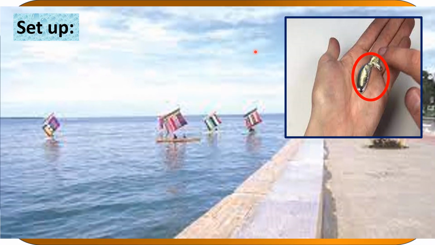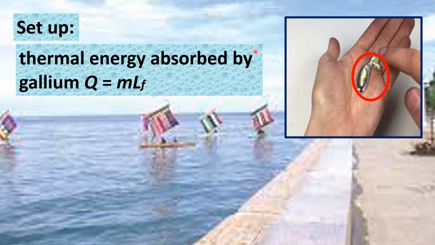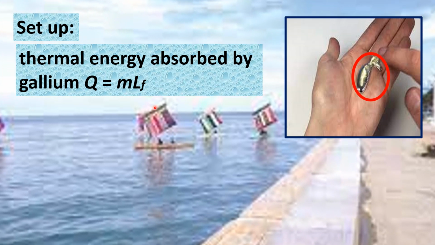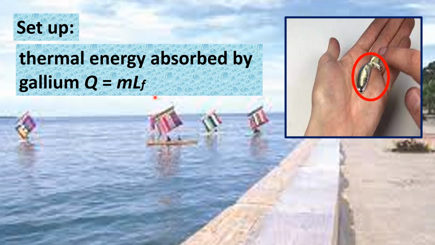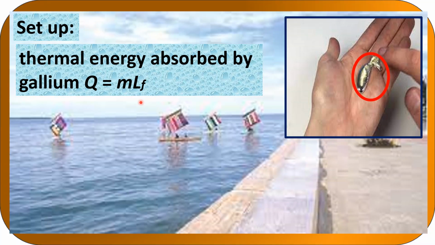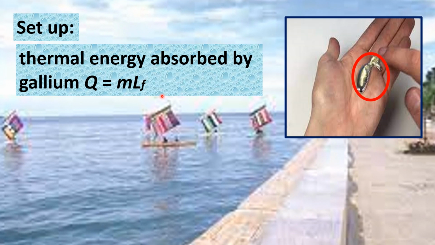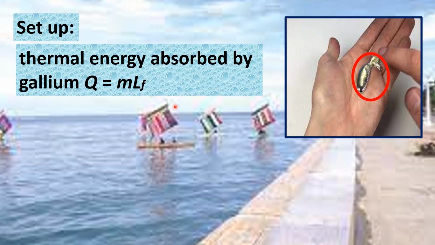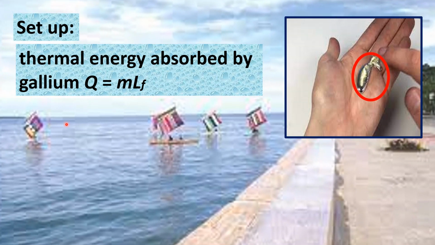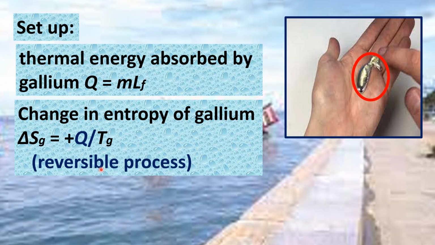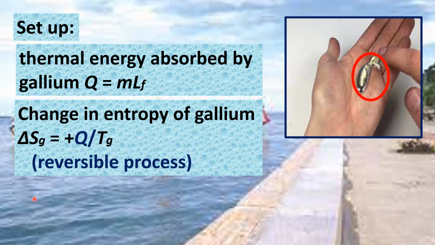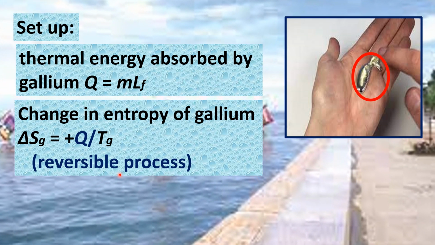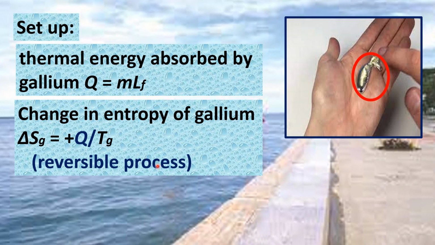And we use the formula Q equals m L sub F, where m is the mass of gallium and L sub F is a constant known as the latent heat of fusion of gallium. Okay? And we also use the formula for determining the change in entropy. All right, delta S equals Q over the absolute temperature T.